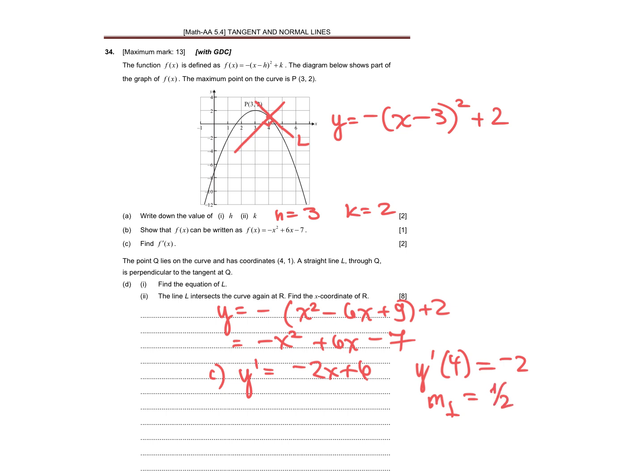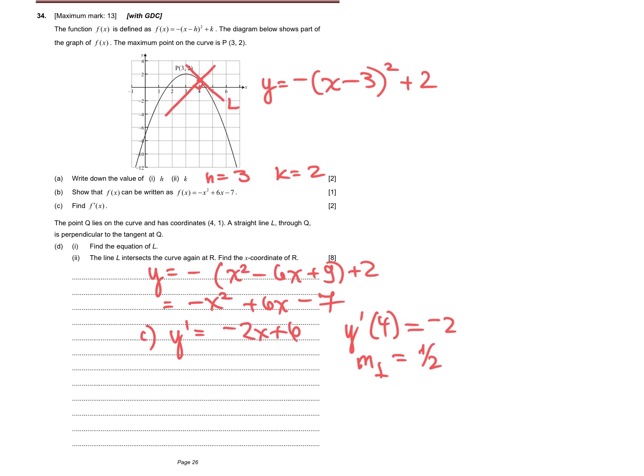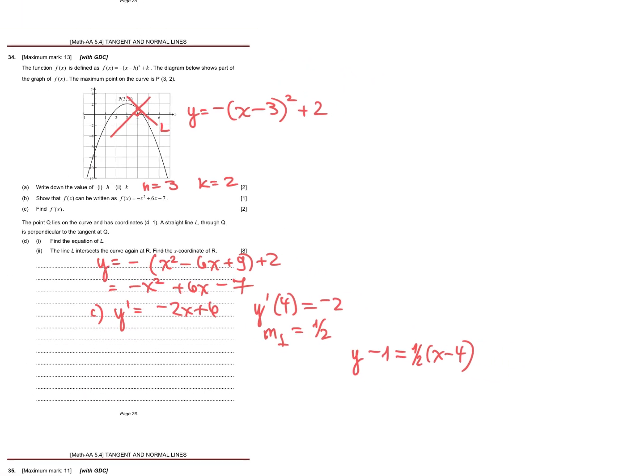And we have y minus 1, because it's going through that point 4, 1, equals m times x minus 4. The line L intersects the curve again at R. Okay, so we need to set this equal to the function.